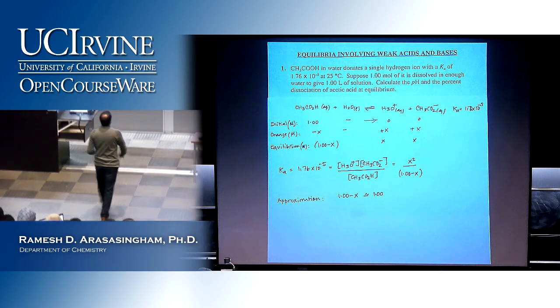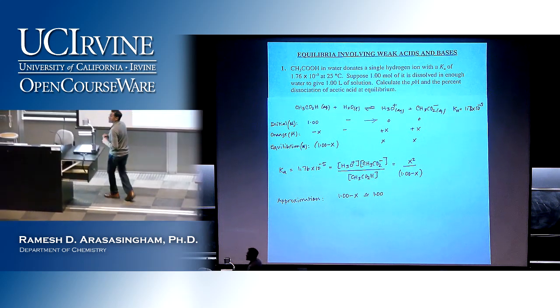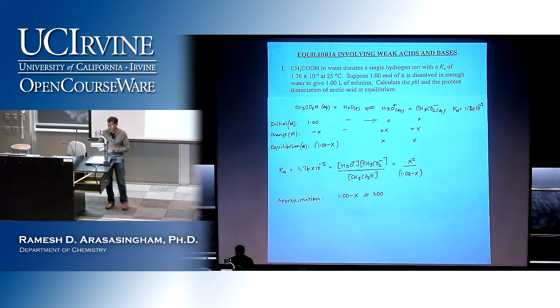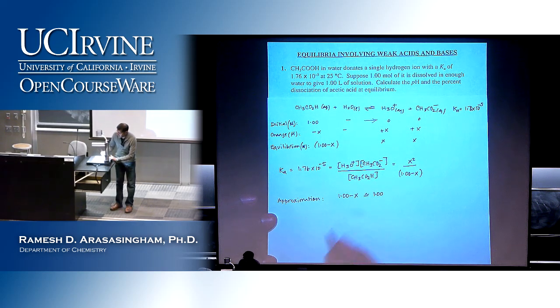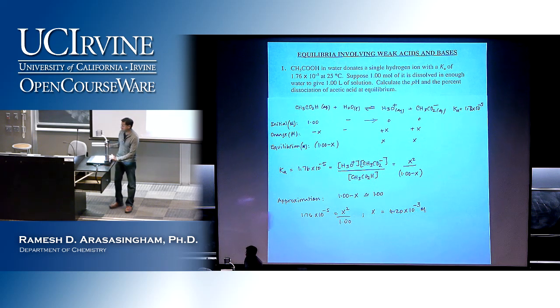And so we make the approximation, and you can see that once I make the approximation, things get really simple. So I know 1.76 times 10 to the negative 5 would be x squared over 1. And therefore, if you solve for x, it comes out to be 4.20 times 10 to the negative 3 molar.